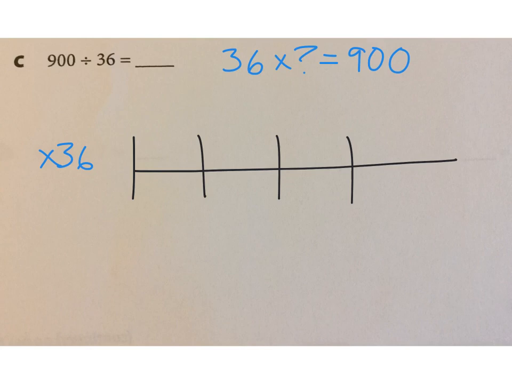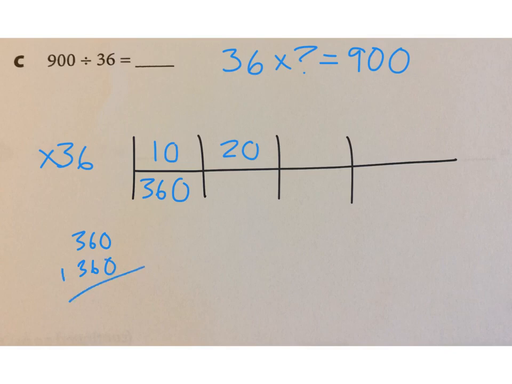And I'm going to start with just something that I'm comfortable with. I'm going to start with 10. And I know that 10 times 36 is 360. I'm going to double that, so 20 times 36, and that means I'm doubling 360. And if you need to, you can just do a quick addition problem off to the side, and you'll get 720.